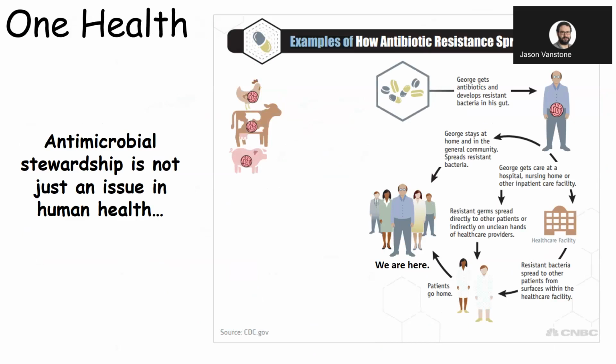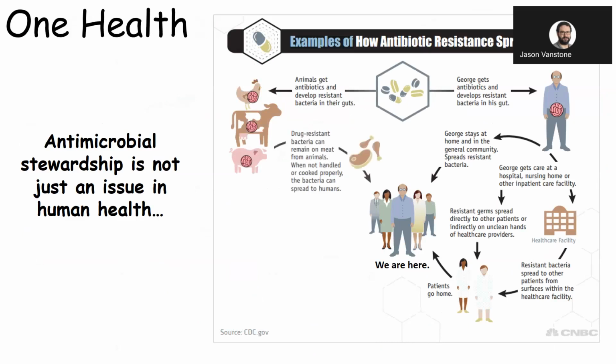So now if we consider the animal world, so food animals, we use antibiotics for again, multiple reasons to treat these guys. And then same thing, they can also develop resistant bacteria in their guts. During the butchering, those drug-resistant bacteria can contaminate the meat and remain on those products. And when they're not handled or cooked properly, then those antibiotic-resistant bacteria can spread to humans.